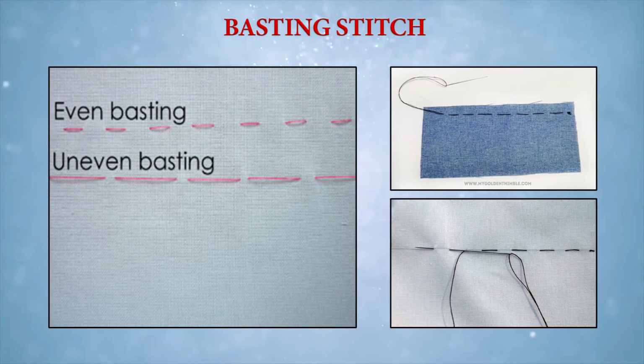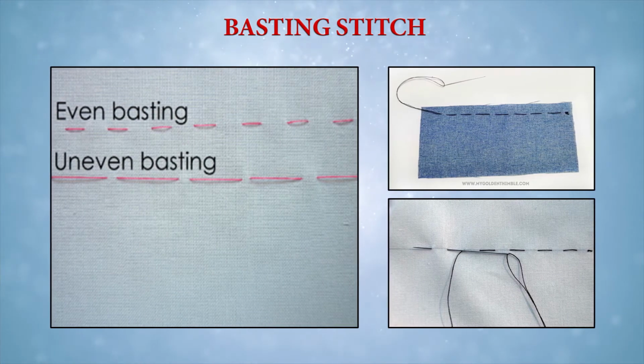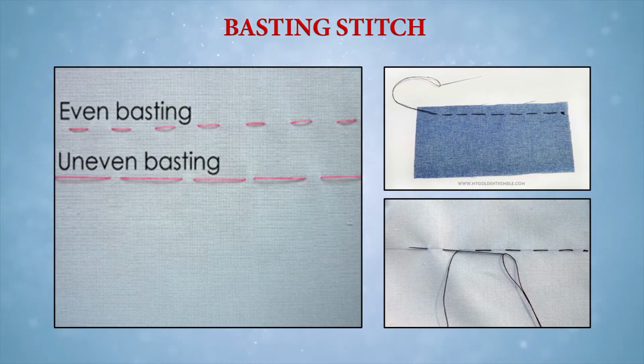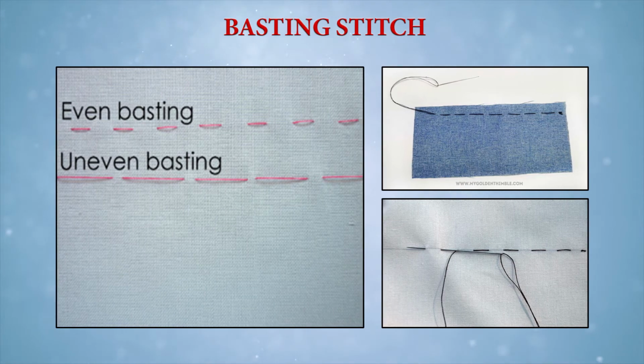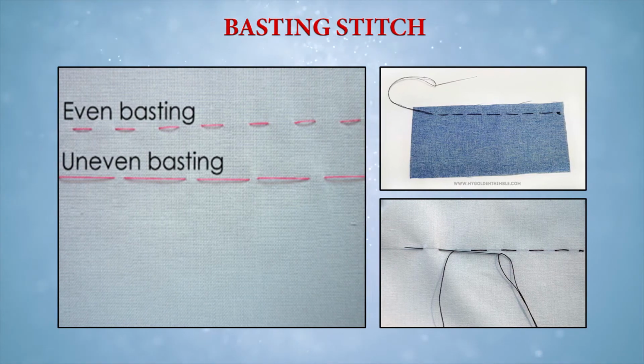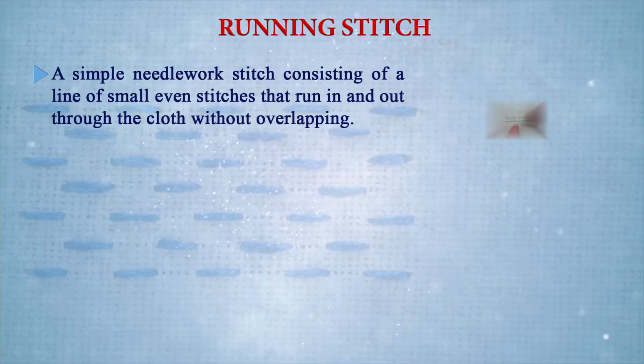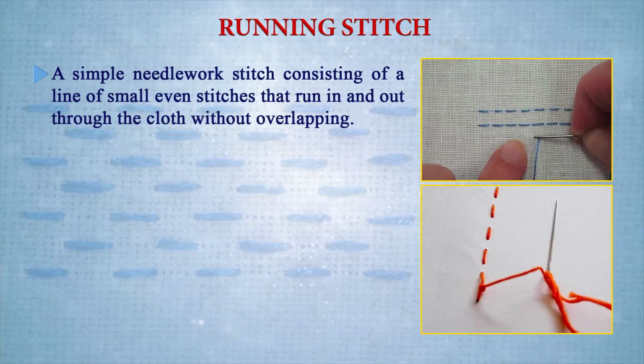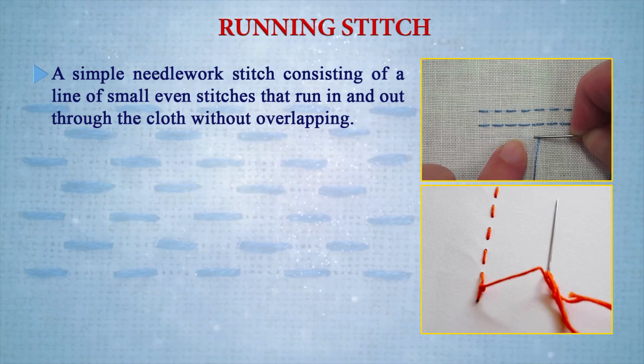And it is very simple to do, like we have the thread and the needle and we just insert the needle and do like what we do for the running stitch. So this is how basting stitch is done. Then the third is the running stitch. It is the simplest needlework we do, consisting of a line of small even stitches that run in and out throughout the cloth without overlapping.